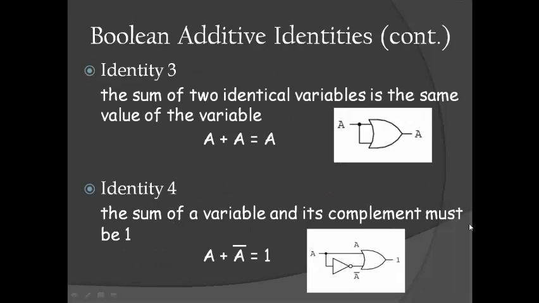Next will be the third identity. This identity proves that any variable ORed with itself does not change the value. Next, the fourth identity can be proven when you assume that A is 0 and A is 1. The answer for both the assumptions will always be 1.